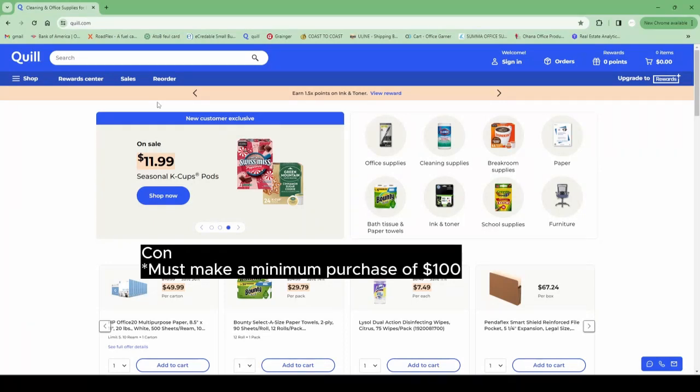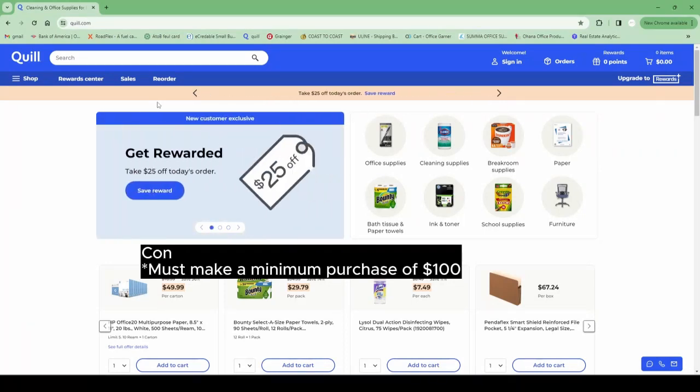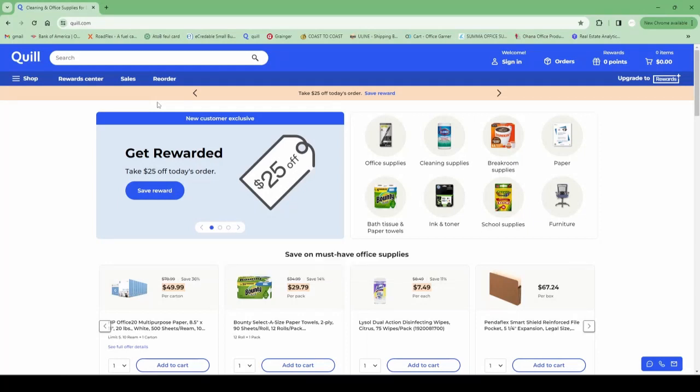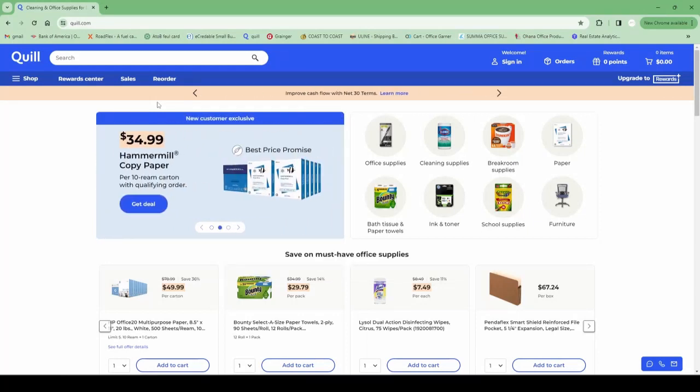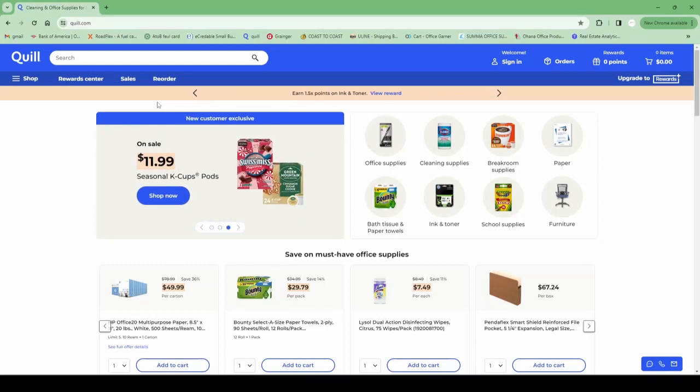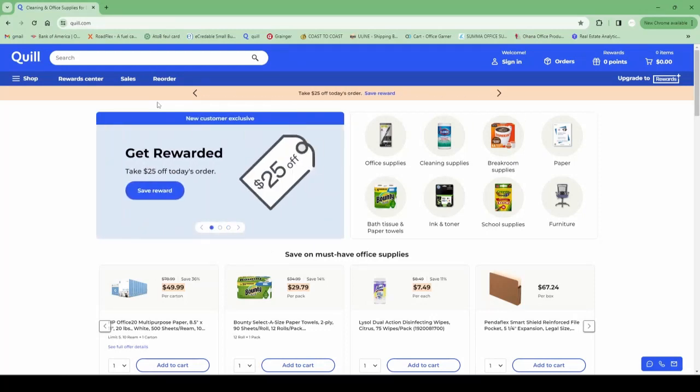They report to Dun and Bradstreet and Experian. They report each month, and they also report a trade line. So when you sign up, they offer you a trade line, and then once you make your $100 purchase, they report that to the credit bureau too. So that's always good. But overall, I give Quill a 10.